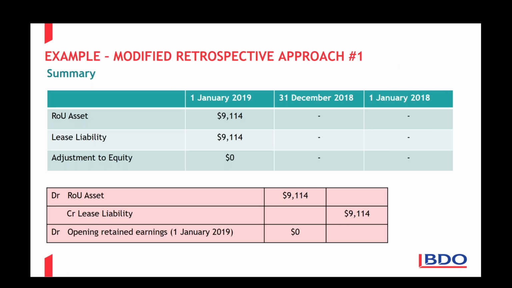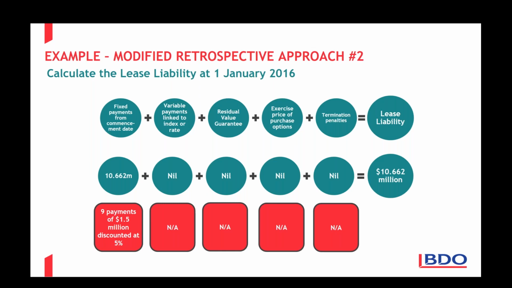You have to be careful though. What does the next 10 years look like? You know, what would be the depreciation and interest expense, because that could be potentially a bit inflated. Modified retrospective approach number 2, you have to calculate your lease liability at the 1st of January 2016. So here you have to go back into the past again. So it's not the nice shortcut.